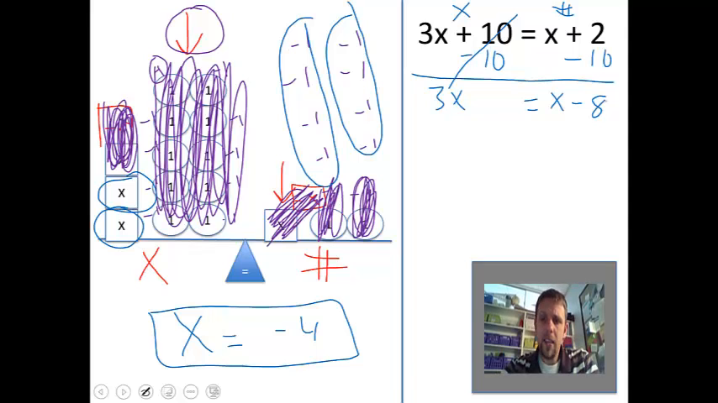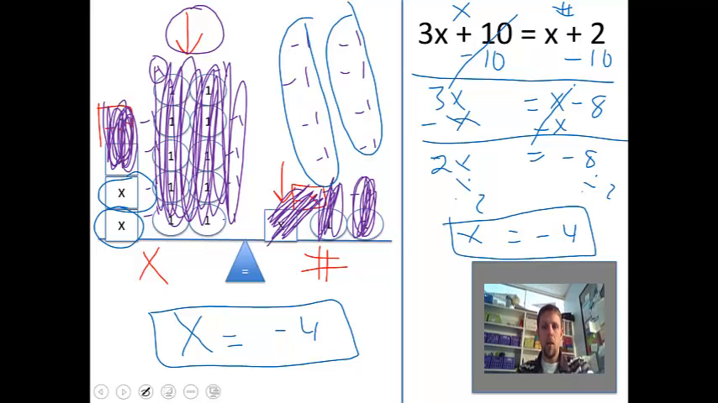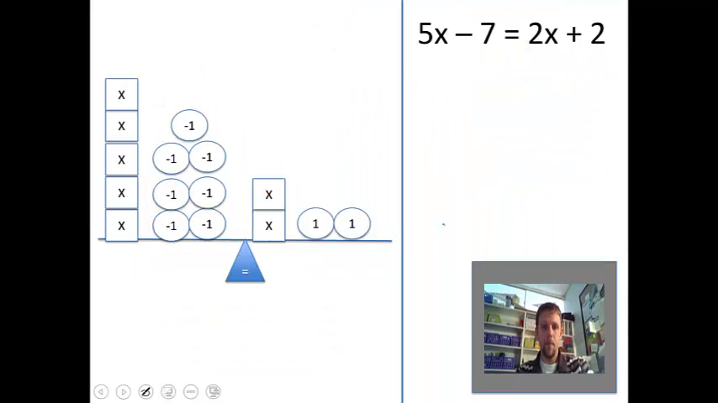Then they have to get rid of the x on this side, so they add a negative x. And so 3 x's with a negative x is a positive 2x. The x cancels out with the negative x, and you're left with negative 8. I need to split this into 2 groups. So x is equal to negative 8 divided into 2 groups, which is negative 4. Okay. Let's do one more example, then you guys have some practice on your own.